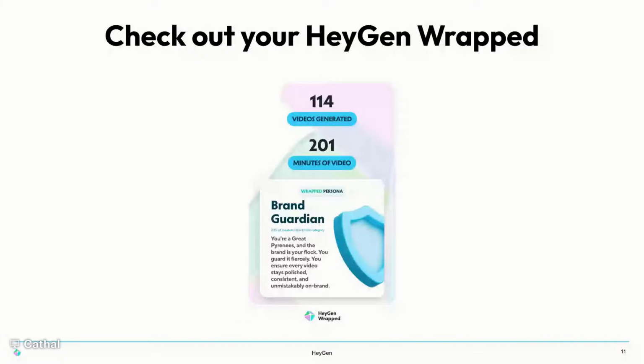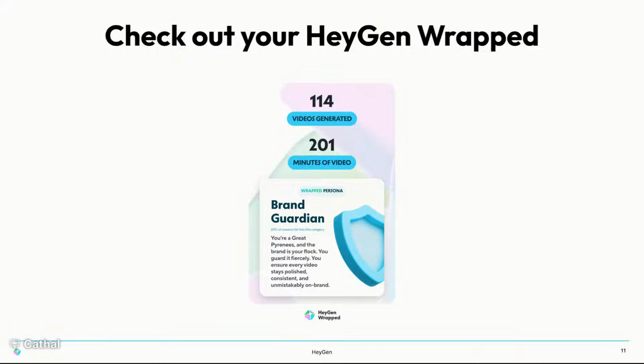If you haven't done so already, highly recommend checking out your HeyGen Wrapped. This is where you can see how many videos you generated, the minutes of video, and then the persona. So here we have a brand guardian, and this is essentially based on the videos that you've created, how they're created, and this will be something that you should check out, especially if you've been using HeyGen for a couple of months. It'll be interesting to see what you have generated there.